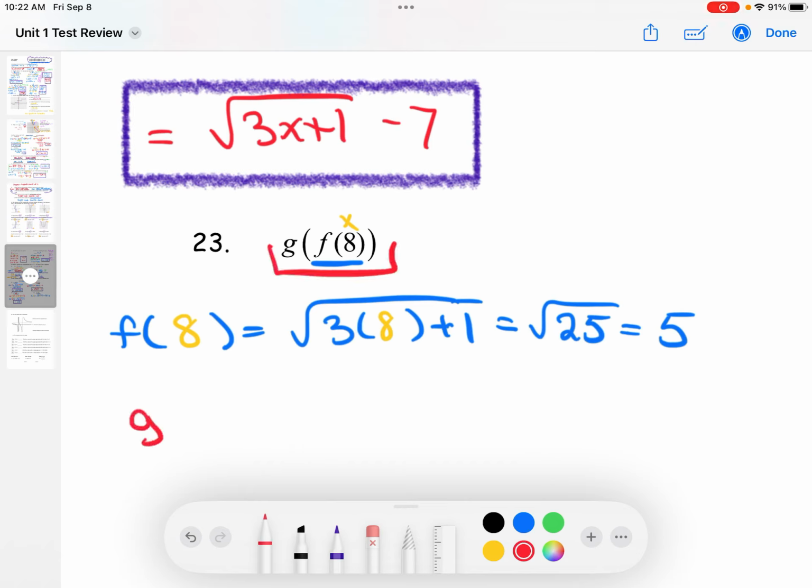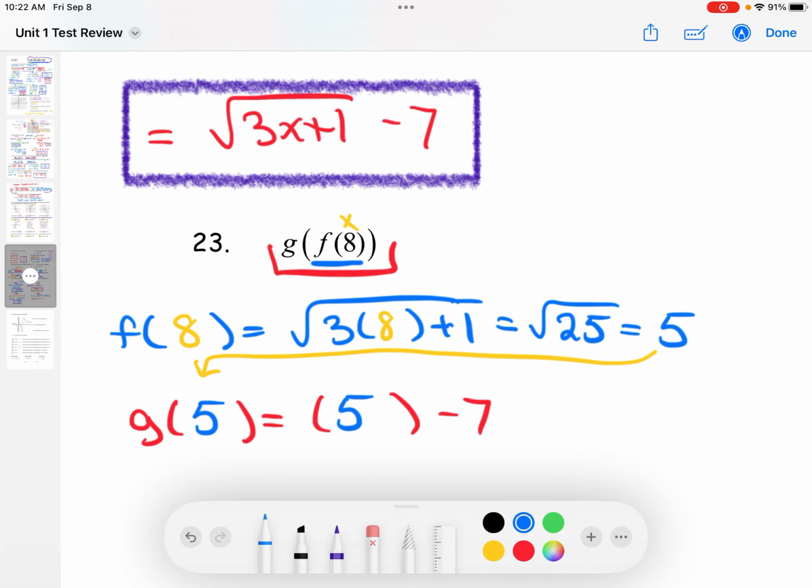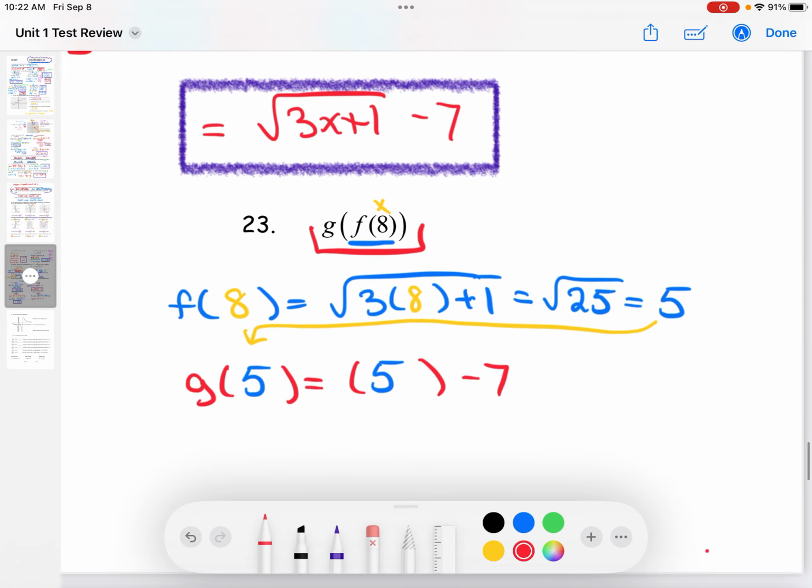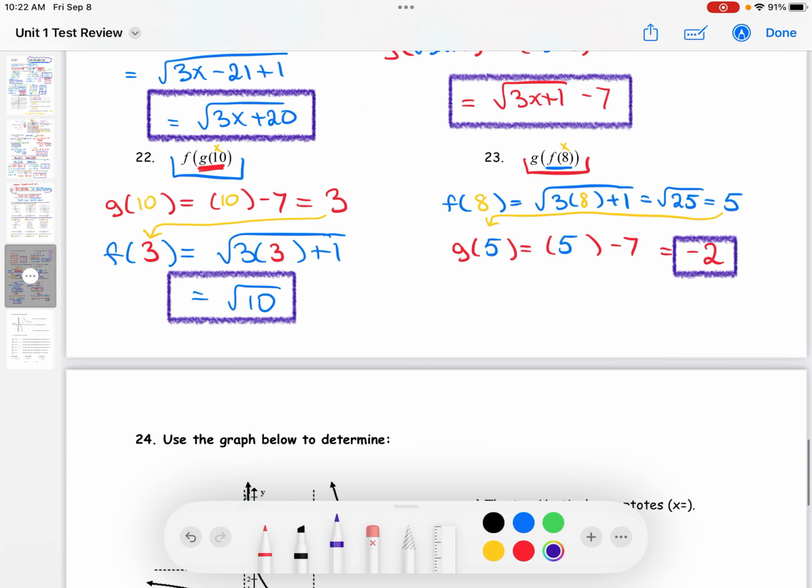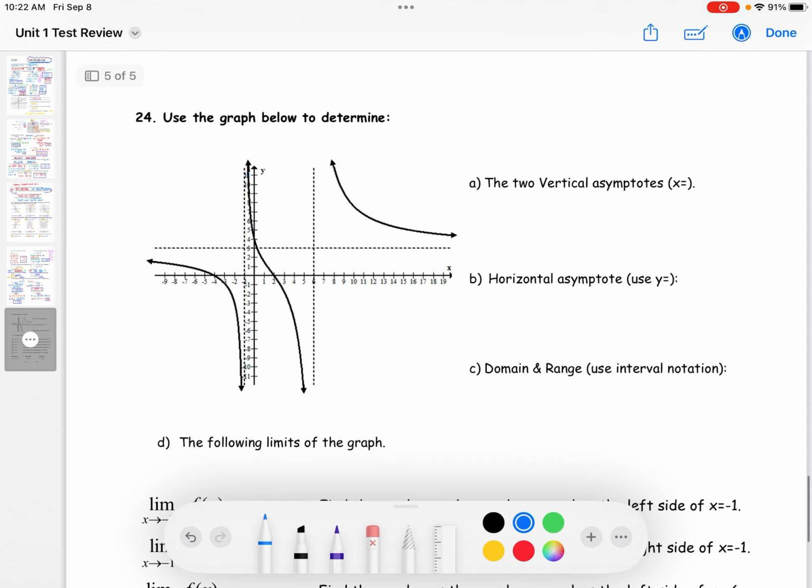So now we do the g part of this function. G of something is that something minus 7. The something we're plugging in is the result we got for f of 8. So g of 5 is 5 minus 7, and that is negative 2. There's your final answer. There's functions within functions. So let's take a look at this last page and let's look at our graph.